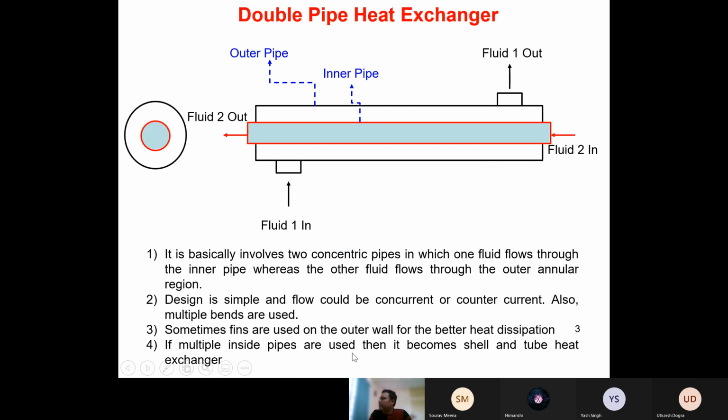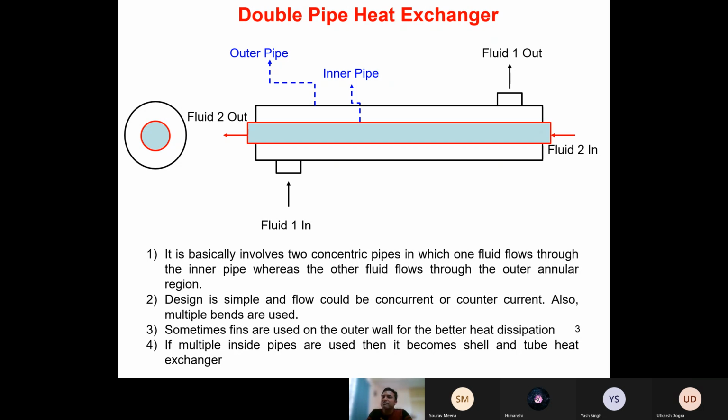Then we started looking at a very simple design of double pipe heat exchanger, where we said that a double pipe heat exchanger has two concentric pipes. From the inner pipe, one fluid flows, whereas in the annular region, another fluid flows, and both these fluids interchange the heat with each other. Okay, so both the fluids are separated by a metal wall in between.